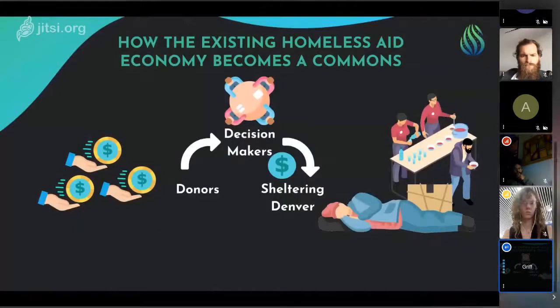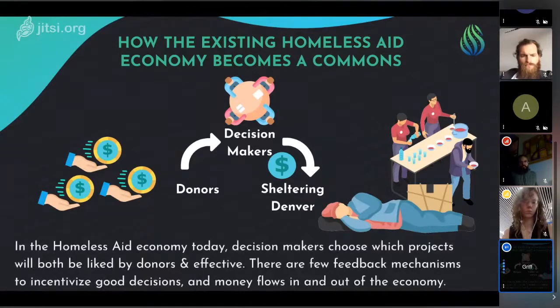So the way that we do this is you can imagine the already existing economy in the homeless aid sector in Denver. There are people in Denver, and all around the world, that are donating money to nonprofits that help the homeless. Inside of those nonprofits, there are decision makers. And these decision makers have to spend that money on supporting the homeless population.